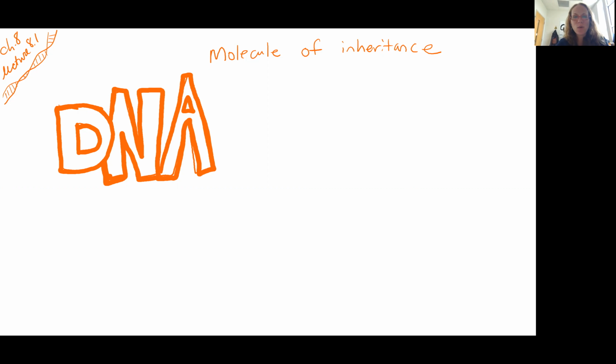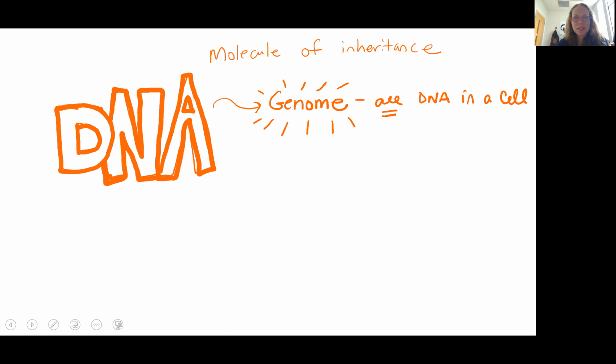Our topic for Chapter 8 is all about cell division. And the significant part of that is the transfer of DNA material from one cell to the next. So we need to take a few minutes and talk a little bit more about that molecule. We've talked about it before, and we're going to talk about it here, and we're going to talk about it again in the future. DNA, of course, stands for deoxyribose nucleic acid. It is our molecule of inheritance.